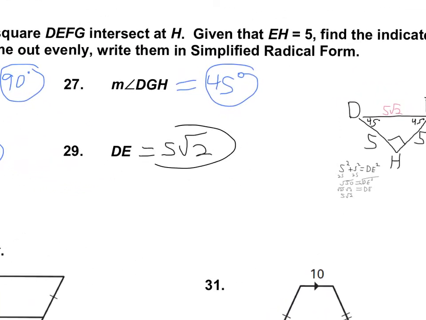I think the answer key in the study guide actually says 7.07. That would be the approximate answer. So I suppose you could have either one, but the directions here do say simplified radical form.